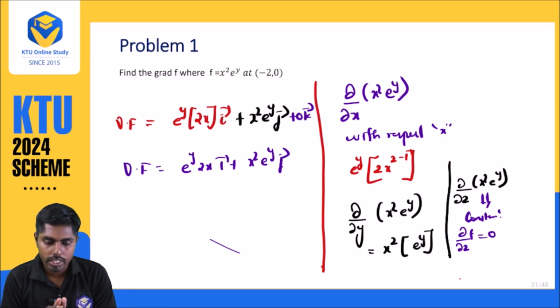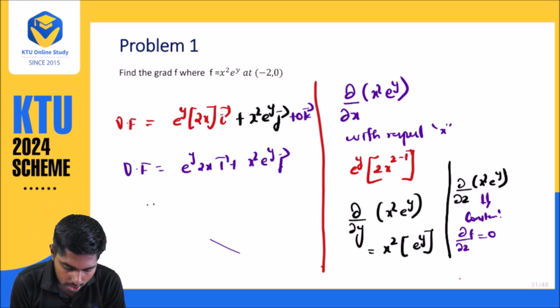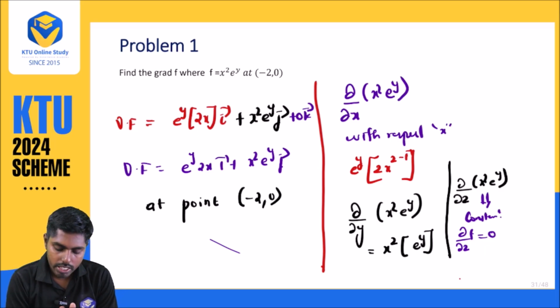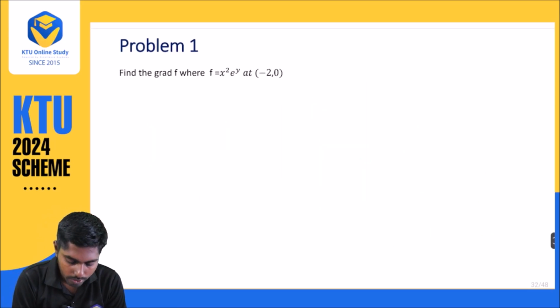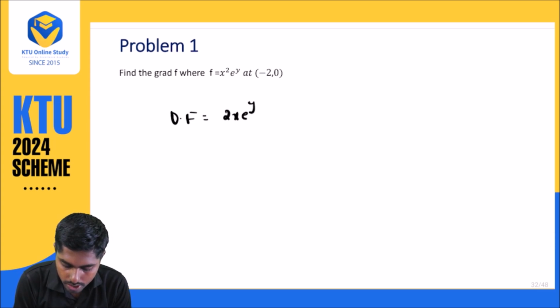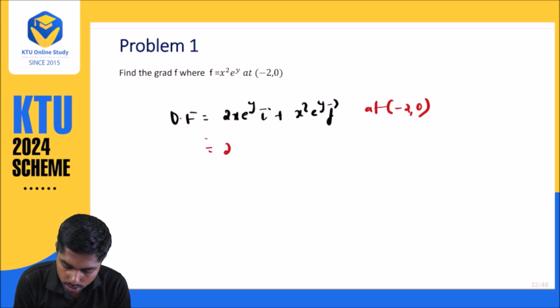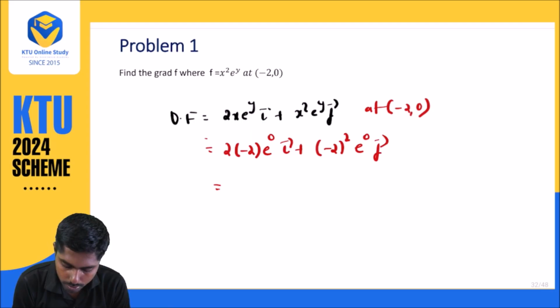And what have they mentioned? They have mentioned the point, at the point (-2, 0), that is x is equal to -2 and y is equal to 0, just if you want to apply. So when you are applying, grad f is equal to 2x e power of y i vector plus x² e power of y j vector. Applying the values at (-2, 0), we get 2 into -2 e power of 0 i vector plus (-2)² e power of 0 j vector.